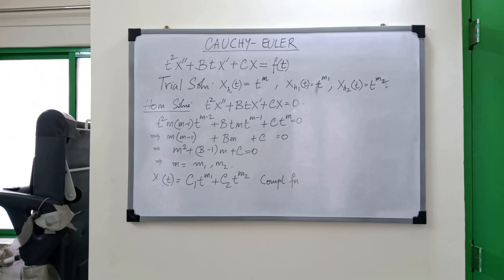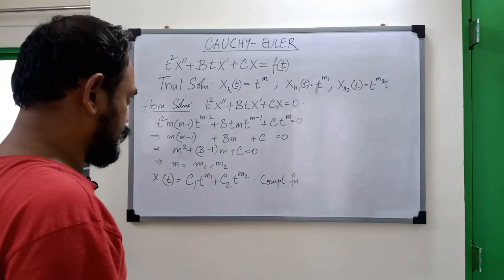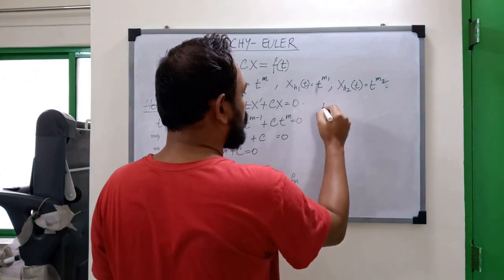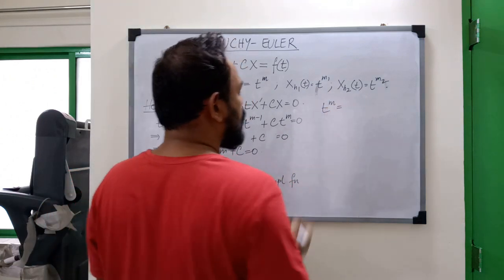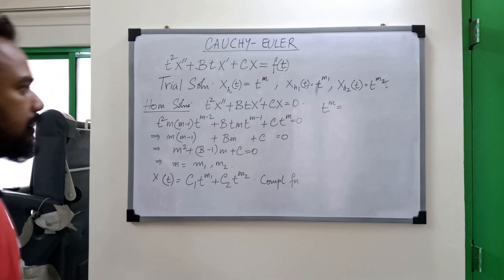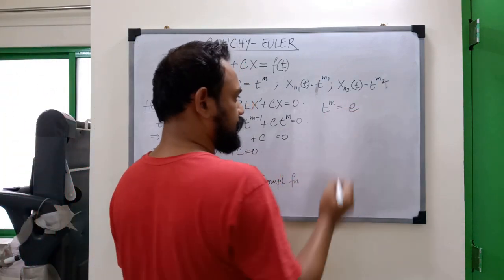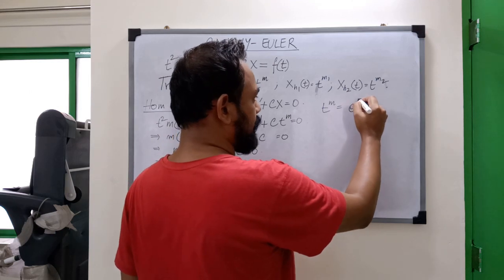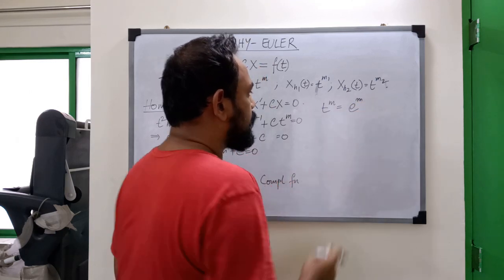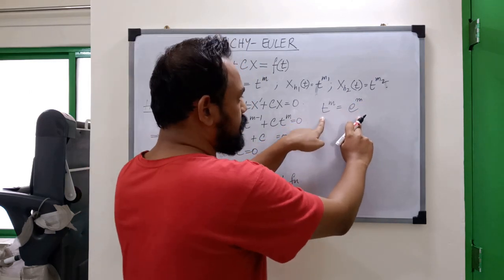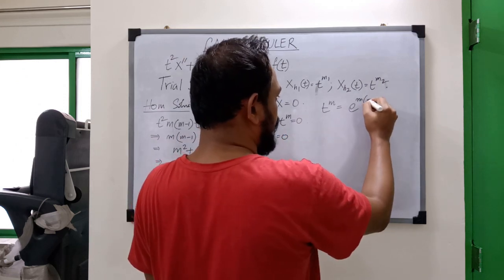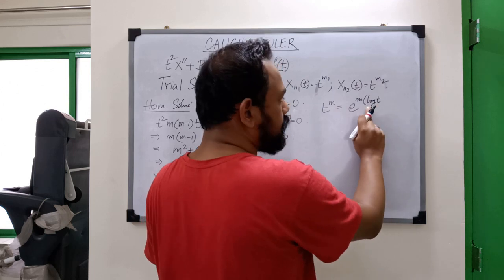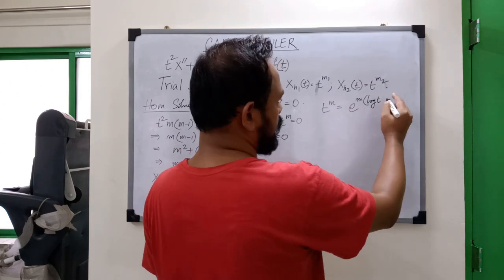Okay, so how is this different from the previous trial solution? Let me just write it. The trial solution that we are using now is t to the m. But how is this different from the previous trial solution, which was an exponential form of this type, e to the m something? Can I connect the two? The way we can connect the two is if I write the logarithm of t here. This is the natural logarithm, but I'm writing it as log.